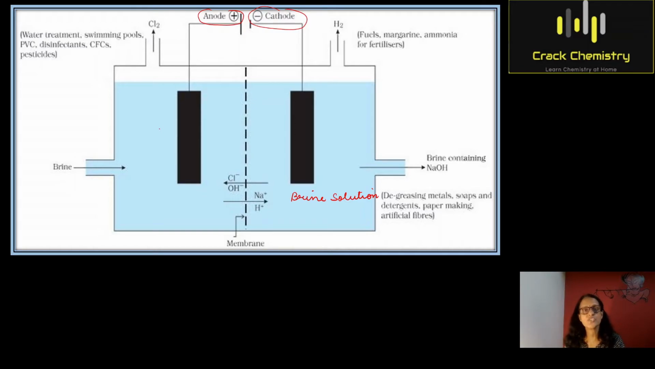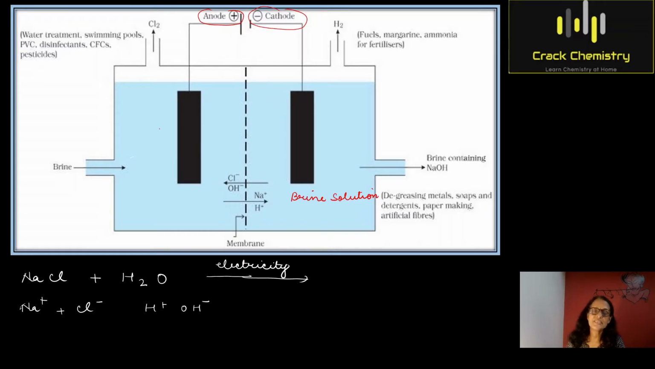How will the chemical changes take place? I am going to explain to you with the help of chemical reaction. So as I discussed with you, brine solution consists of sodium chloride dissolved in water. So when sodium chloride is dissolved in water, it will dissociate into sodium ion and chloride ion. And water will dissociate into hydrogen ions and hydroxyl ions. Now I will discuss the next step during the process.